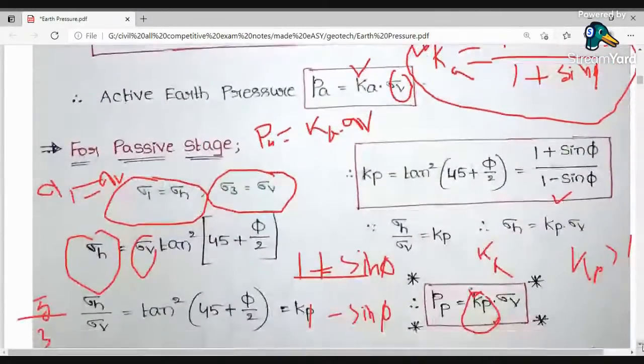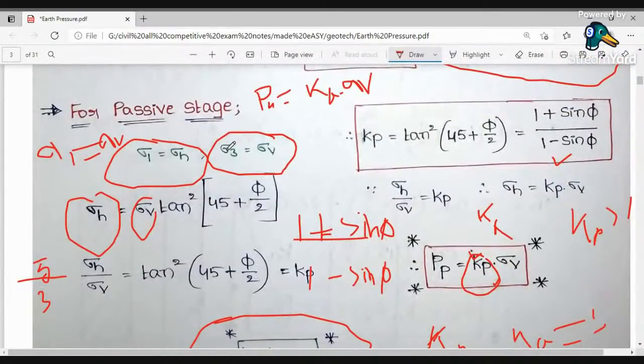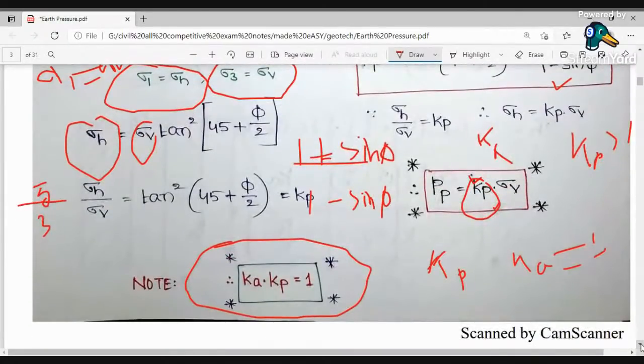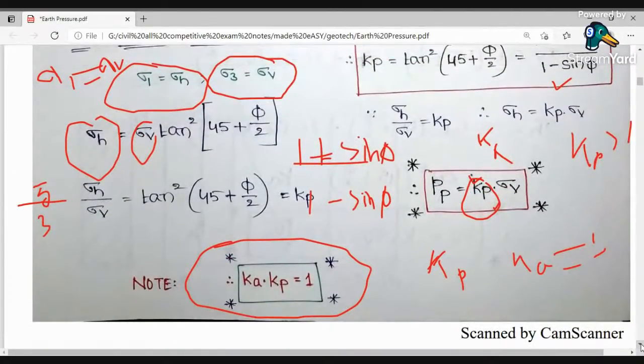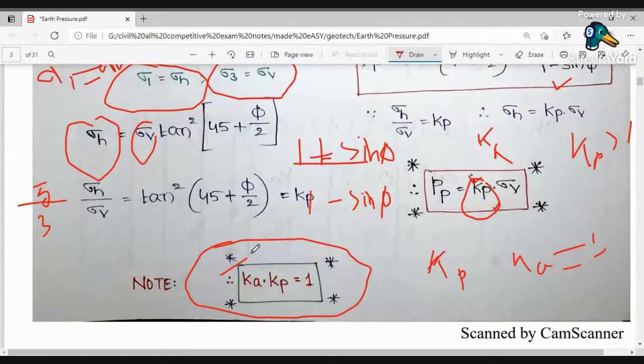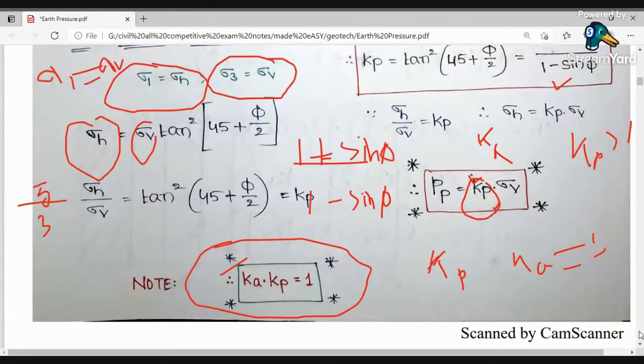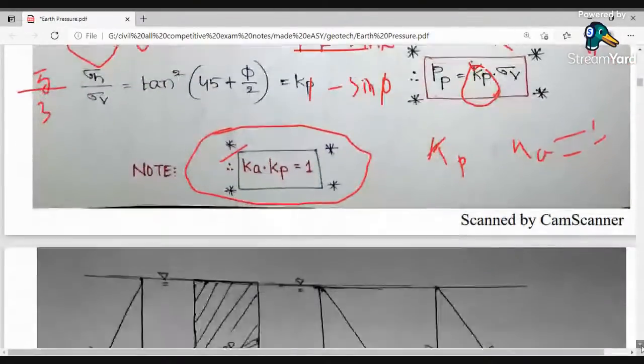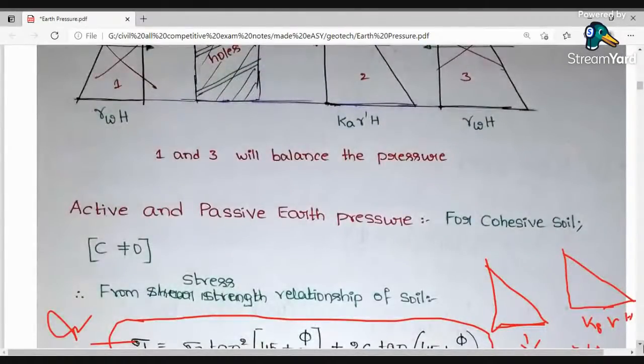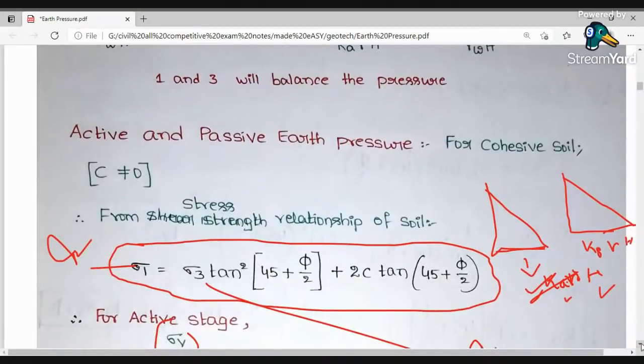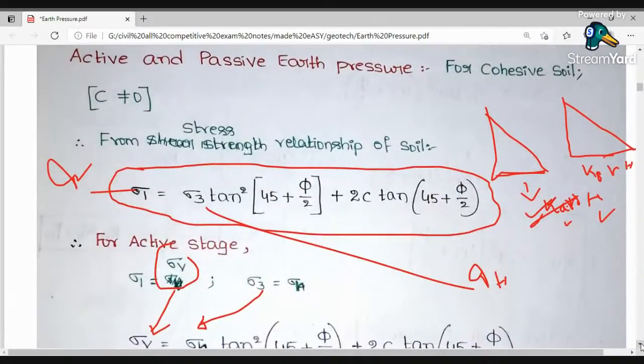And similarly active earth pressure we get Pa is equal to Ka into sigma v. Then we also derive the equations for cohesionless soil in case of the passive state. And in the passive state we got the value as 1 plus sin phi divided by 1 minus sin phi. And we also establish the relationship Ka into Kp is equal to 1. Then we also see the distributions of earth pressure in case of active and passive earth pressure.